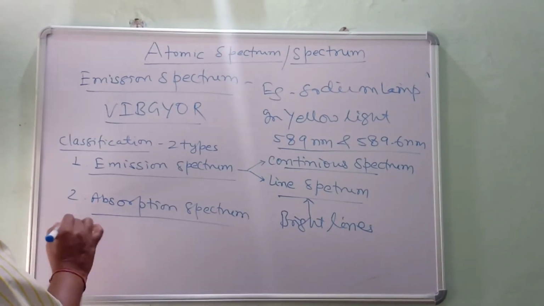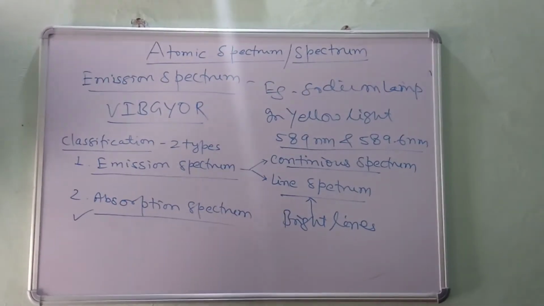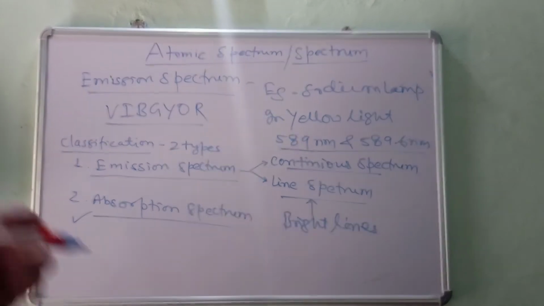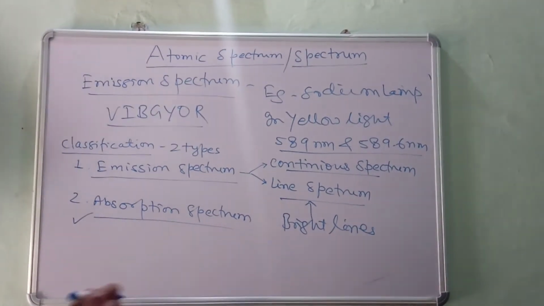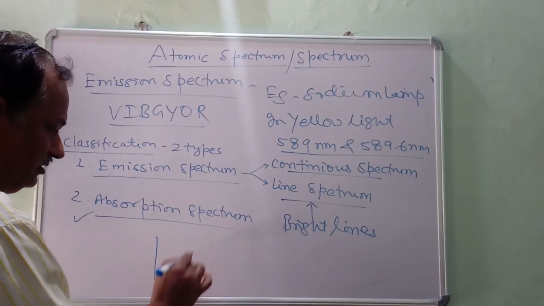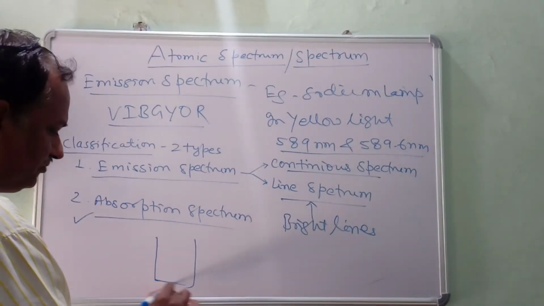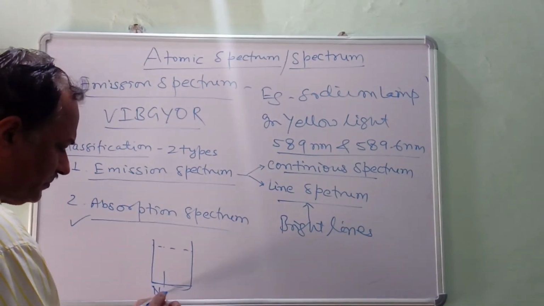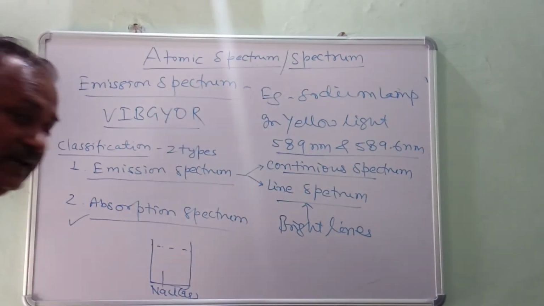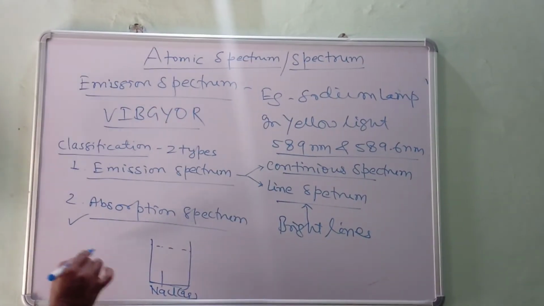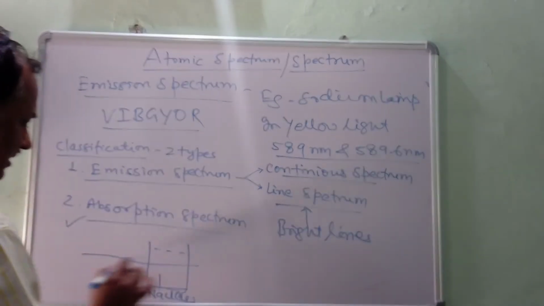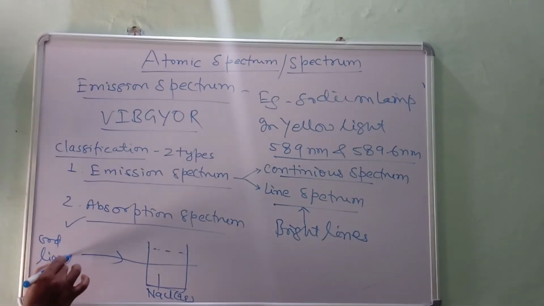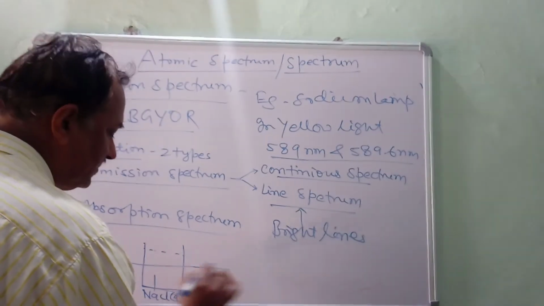Now then next is the absorption spectrum. As the name indicates, absorption, so normal light or white light is passed through a solution or substance. Suppose we take this solution, suppose we have aqueous NaCl, and we pass light, normal light, ordinary light, and then the light comes out.